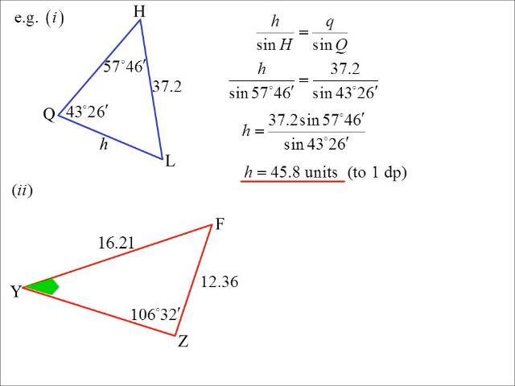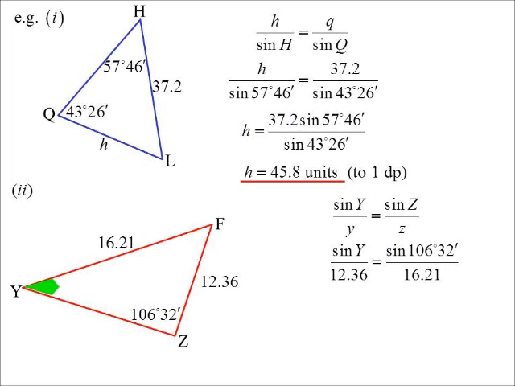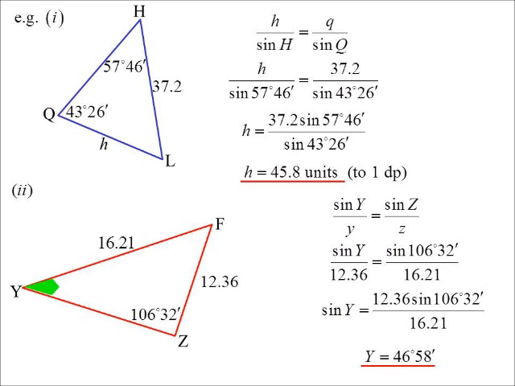Or of course we could use it to find an angle. And in that case we usually turn it upside down. You usually put what you're trying to find on the top of the fraction. So I'll go sine y over y is sine z over z. Substitute in, rearrange, and we get our answer of 46 degrees 58. And I'm quite confident that is the answer for this particular one.